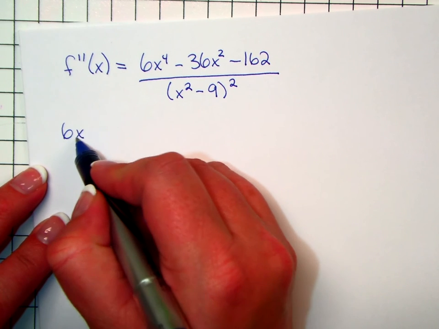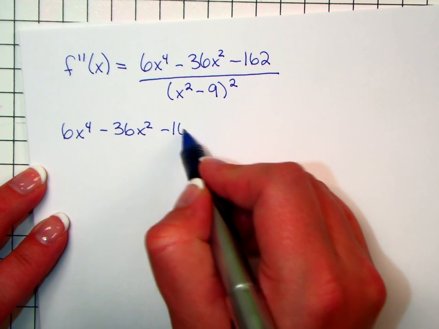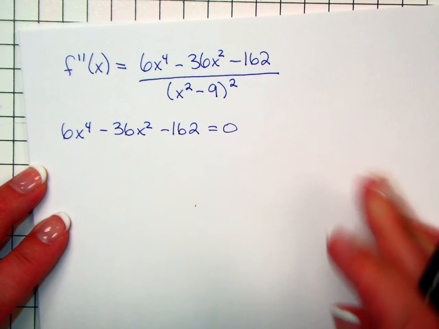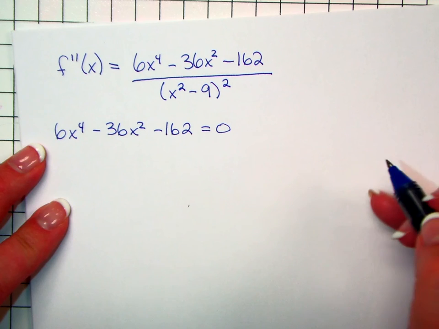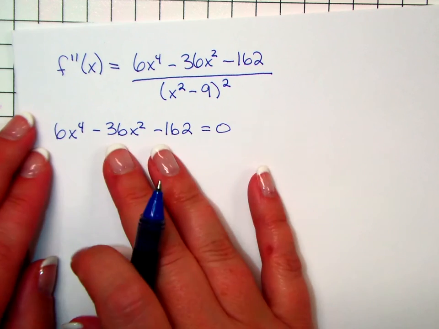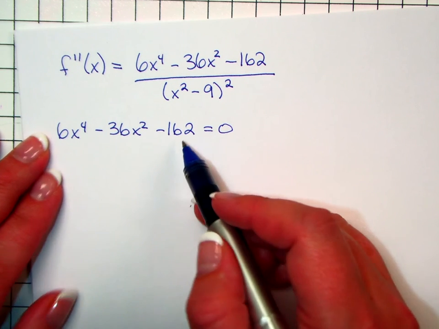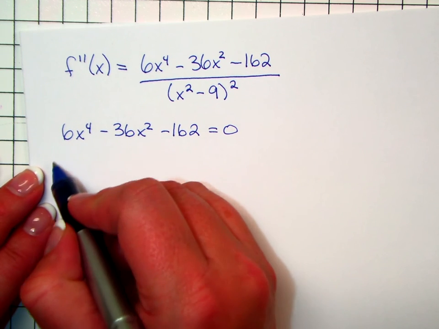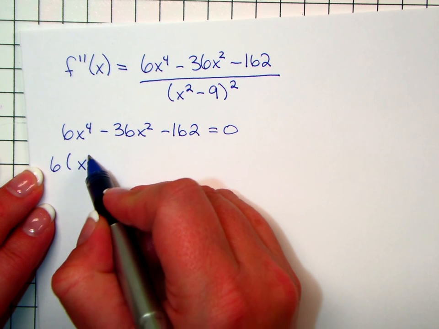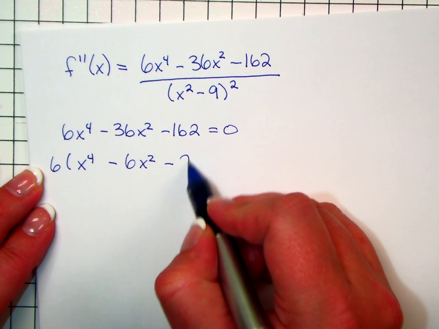So if I do 6x to the 4th minus 36x squared minus 162, you might be thinking, how in the world are we going to solve that? I want to know if 162 is divisible by 6. Yay, it is. Okay, so first thing, we could take a 6 out. But this is setting this equal to 0. Let's go ahead and take the 6 out. So I'm going to get x to the 4th minus 6x squared minus 27.